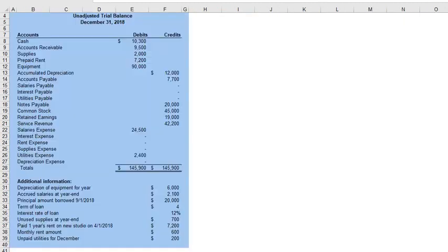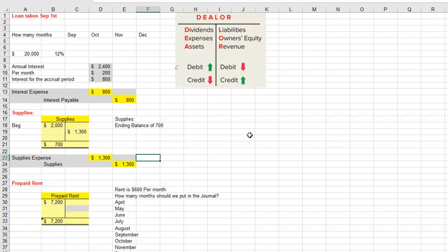The next entry that we're going to do is our prepaid rent. On 4/1/2018, in April, we prepaid a year's rent for $7,200. The problem goes on to tell us we have $600 as our monthly rent. When we look at prepaid, we have prepaid rent of $7,200 as of December 31st. That's not really the case. At the end of the year, we don't have $7,200 in prepaid rent.